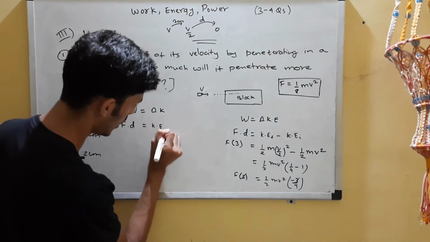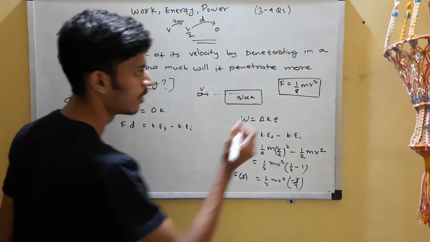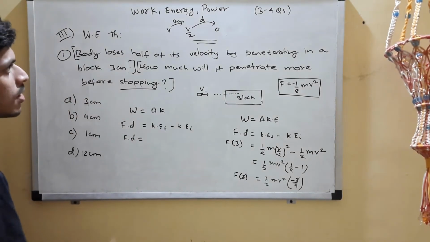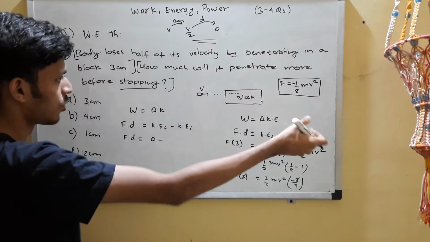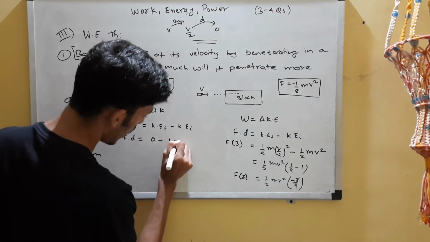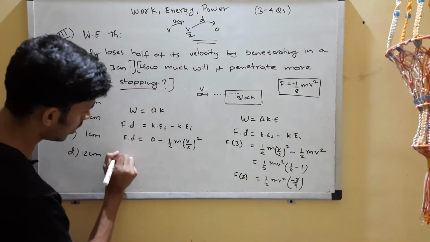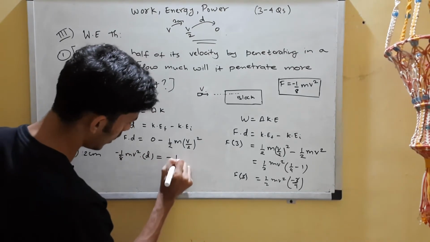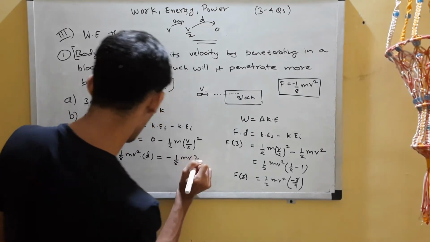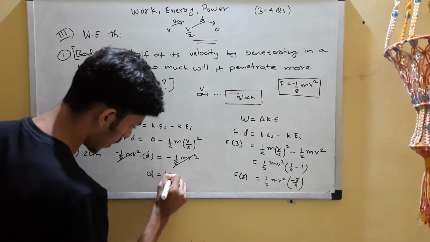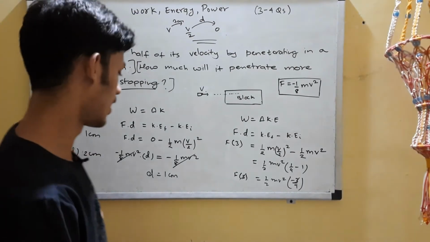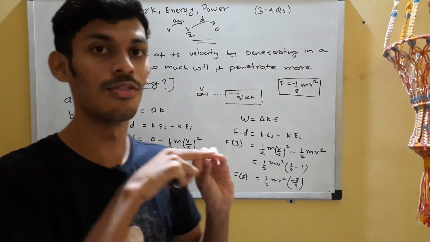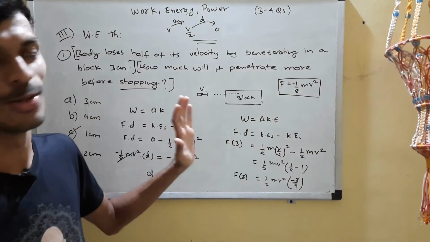Again we can write it as kinetic energy final minus kinetic energy initial, and this is minus, by the way. So F into d equals kinetic energy final, which is 0, because its velocity is 0, finally it stops. Initially it is half m (v by 2) the whole square. So you'll have minus 1 by 8 mv square into d, and here also you'll have 1 by 4 into 1 by 2, 1 by 8 mv square. So this and this will get cancelled and you'll get d as 1 centimeter. So option C is the correct choice. It will penetrate 1 centimeter more before it comes to rest, so in total it penetrates a distance of 4 centimeters. This is how you solve such questions using the work energy theorem.